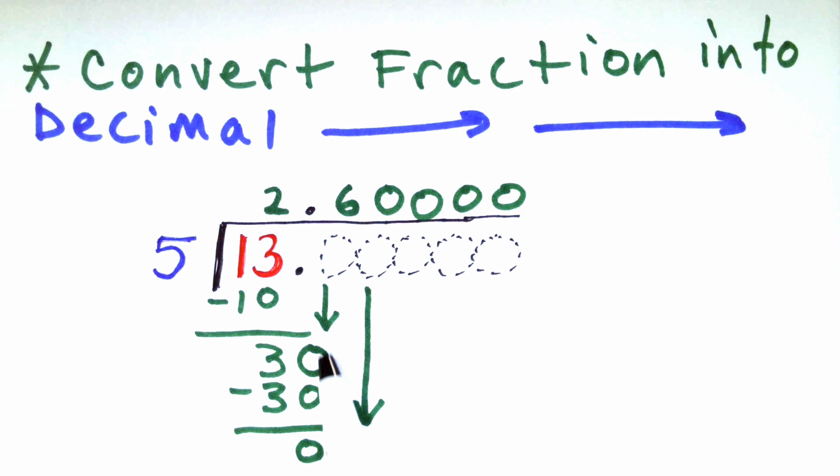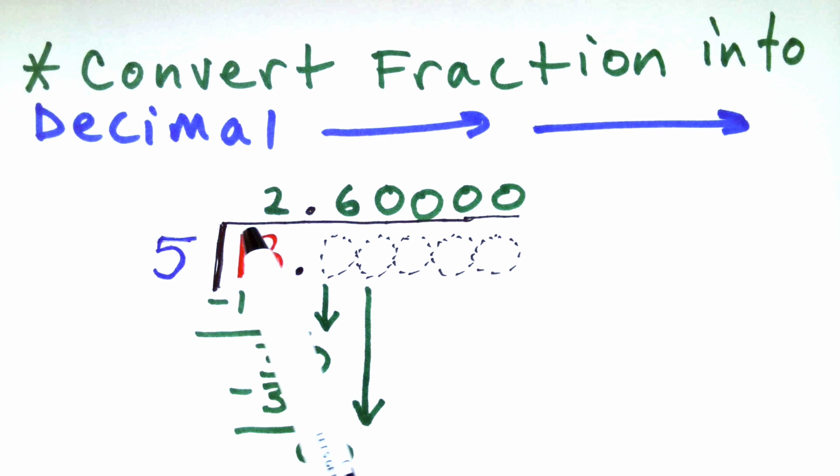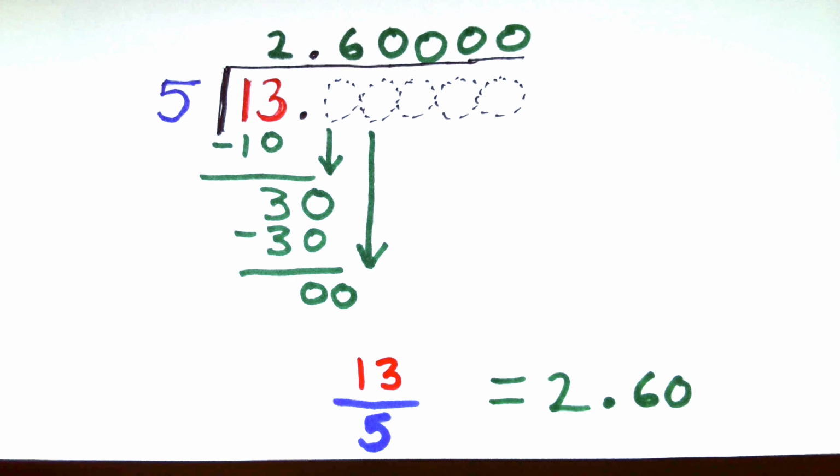I'll bring down the digit to the right. It happens to be a 0. Now my target is 30. 5 times 6 is 30. I'll subtract 30. That gives me a 0. I'll bring down the next digit. 5 times 0 is 0. And those zeros go on and on forever. Really, they're just placeholders. You could spend a lifetime writing them, but you don't need to. Because 13 fifths is 2 and 60 hundredths. Again, I want to show you here that 13 fifths is equal to 2.60 or 2 and 60 hundredths.